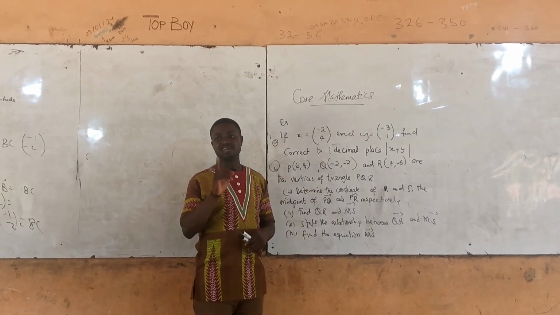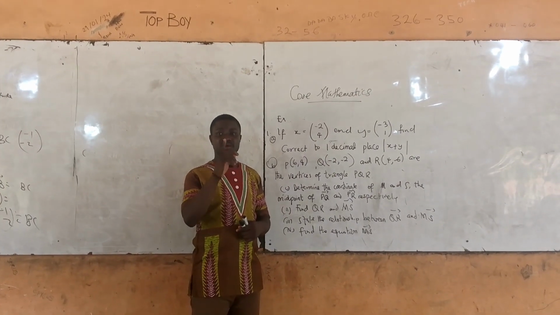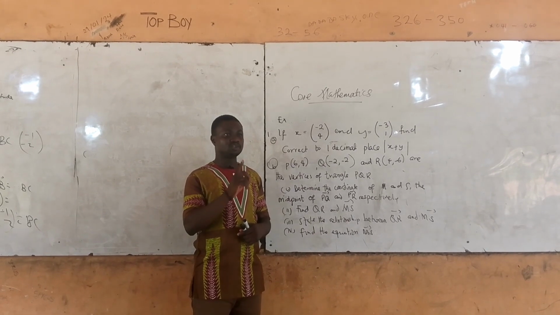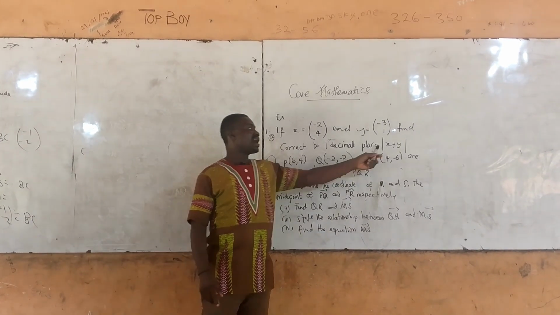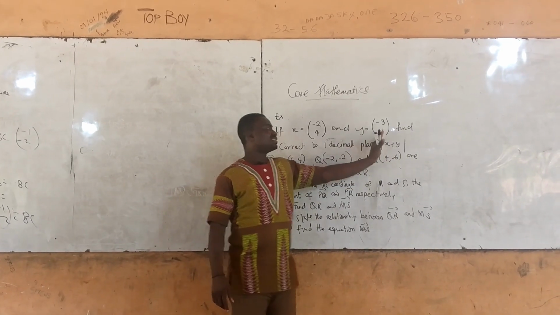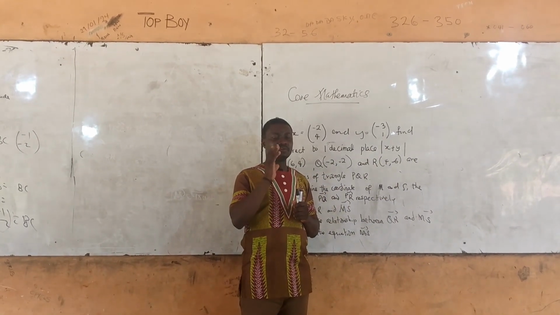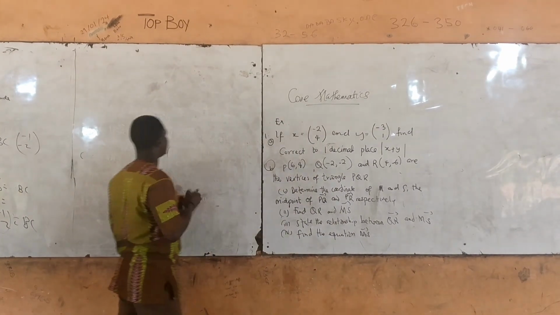Now, one important thing that you should note is that the last time I talked to you, I explained that immediately the question asks you to find to one decimal place, it means that when you are done, you should make sure that your final result is also in one decimal place. What does the bar here mean? The bar tells you that it is to find the magnitude of x plus y. So let's look at the solution.